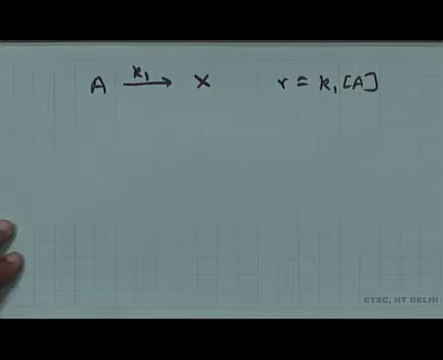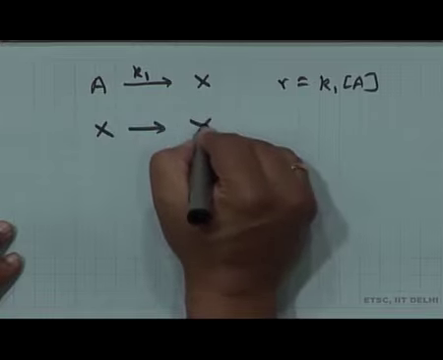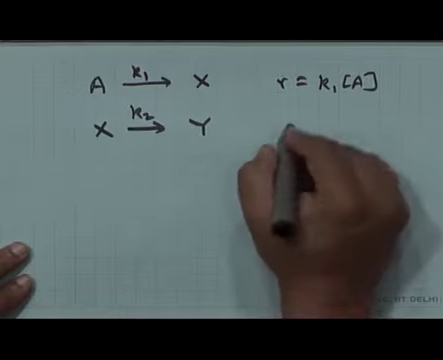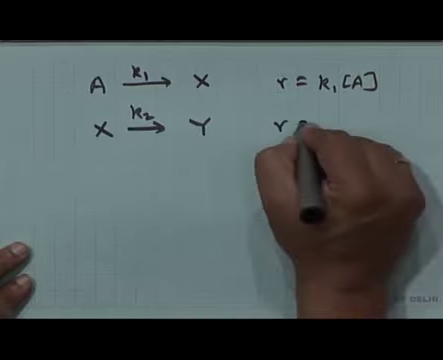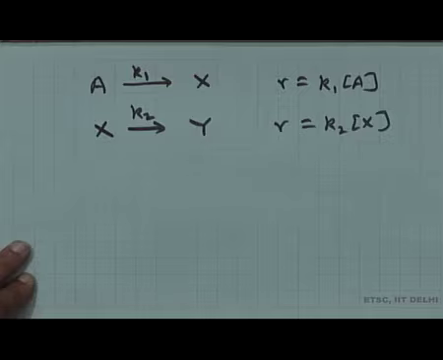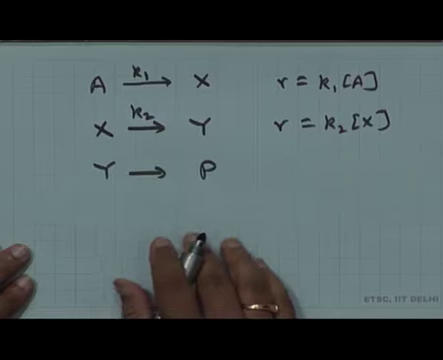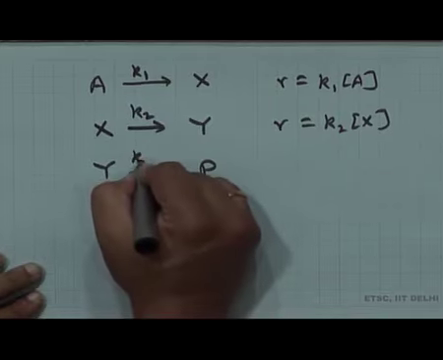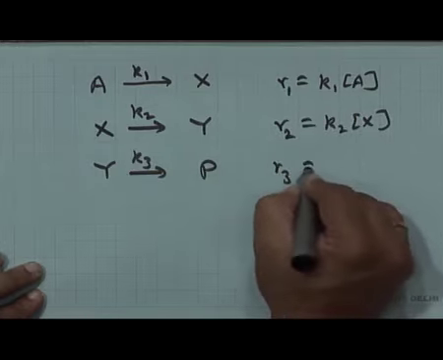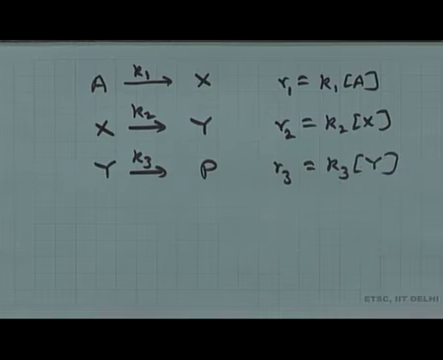Next, X goes to Y. The rate constant for this transformation is K2, and this reaction again being elementary, the rate is given as this. And finally, we have Y going to P, where P is the product. This is K3, and so if this is R1, this is R2, this is R3, we say this is K3 times the concentration of Y.